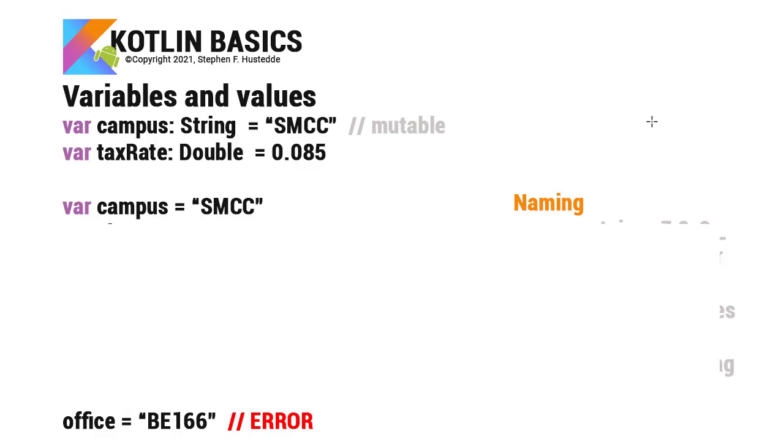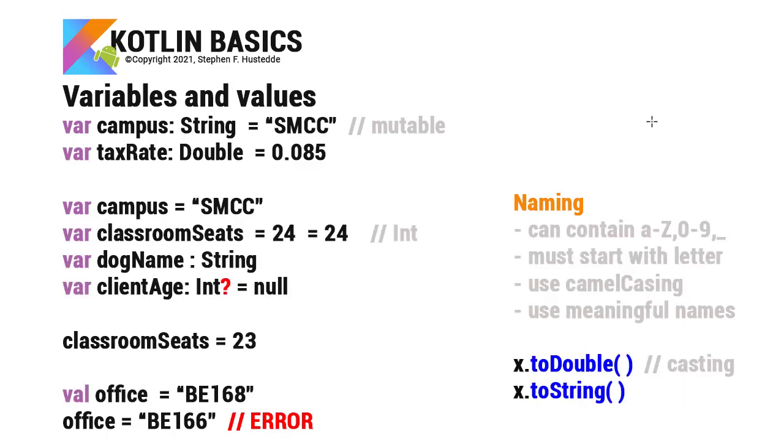We can also cast values using the to method. So toString is pretty popular in other languages. There's also a toDouble, a toInt, a toFloat, that we can use to cast a variable to another data type.